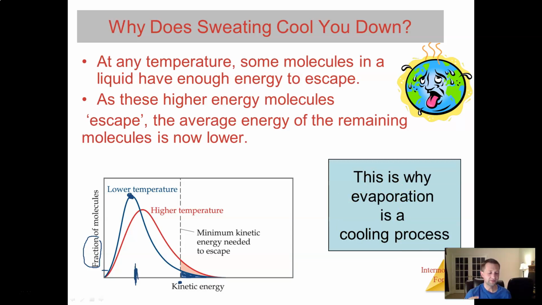So when you're in some athletic event or whatever, you're stressing out, taking your AP Chem test, and you're sweating, you're feeling a little bit cooler. Sweating cools you down because you have sweat on your skin, right? The sweat evaporates, and evaporation is a cooling process because the higher energy particles of your sweat are leaving. You're left with lower energy particles after those higher energy particles have gone.